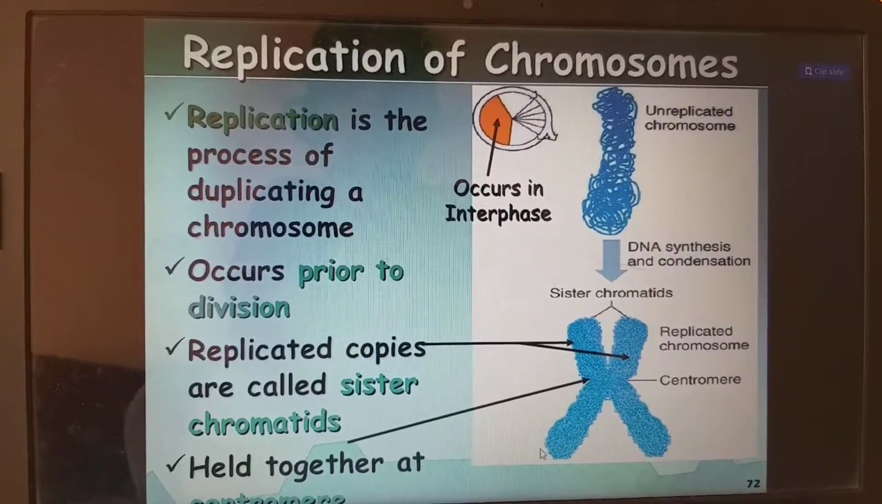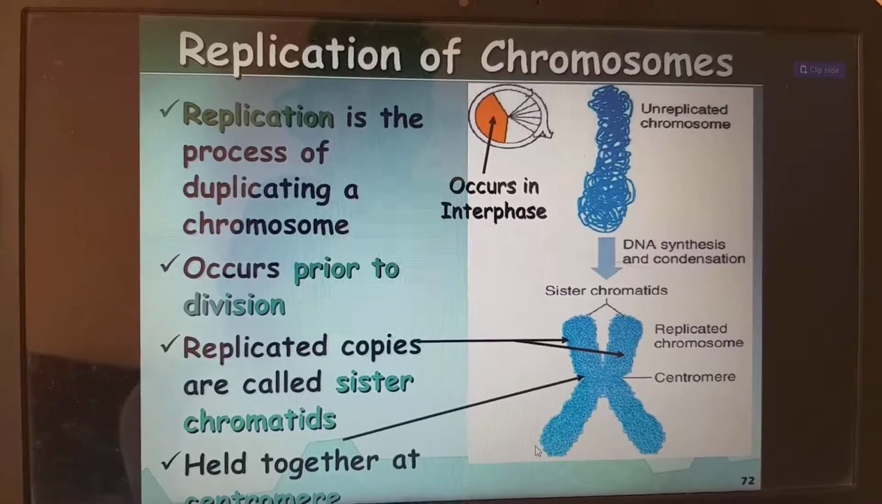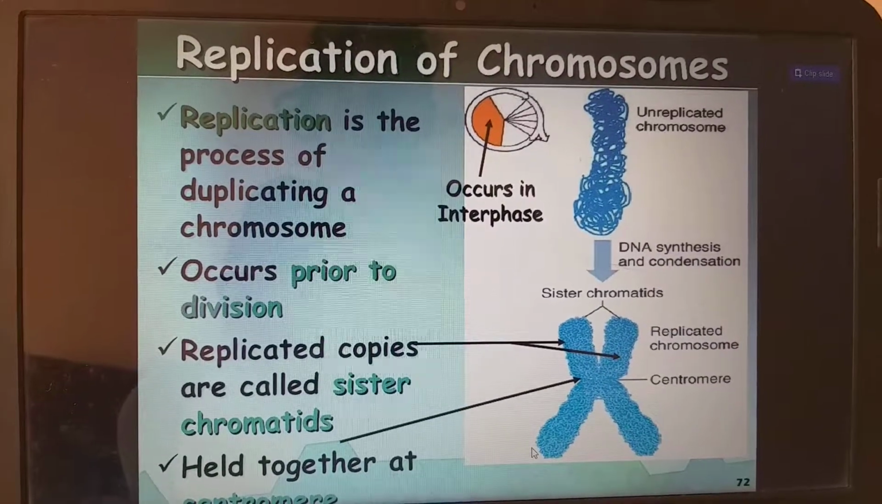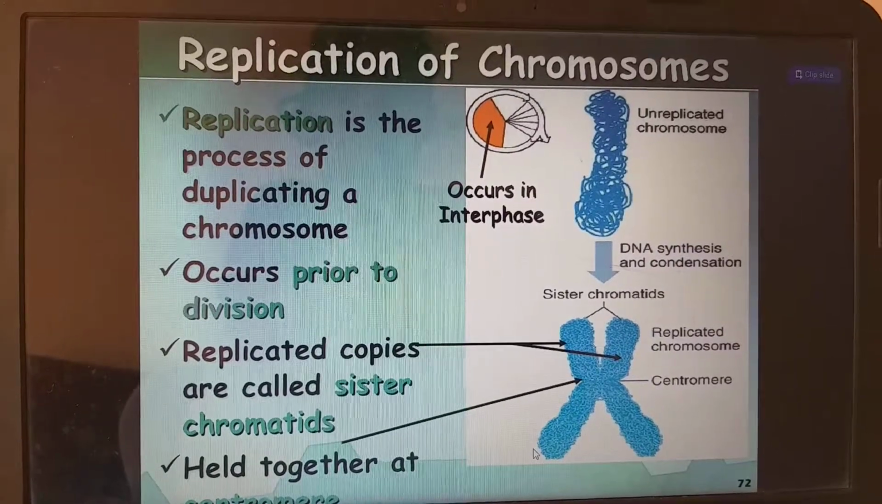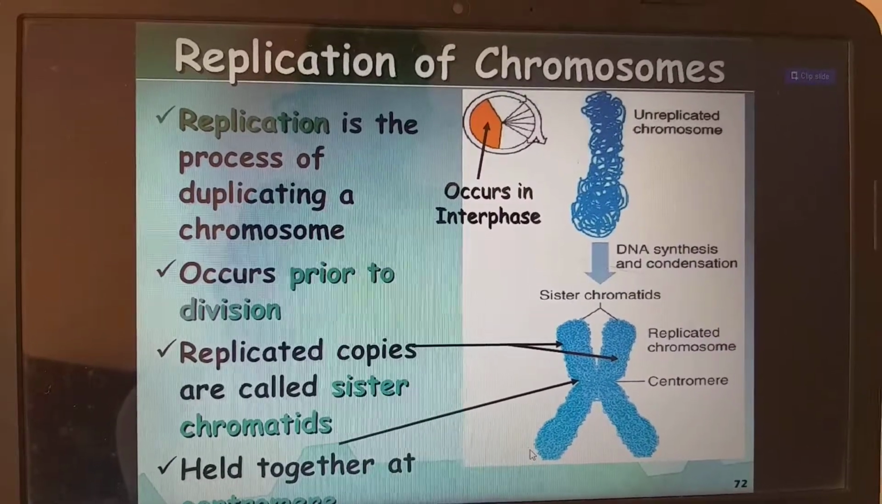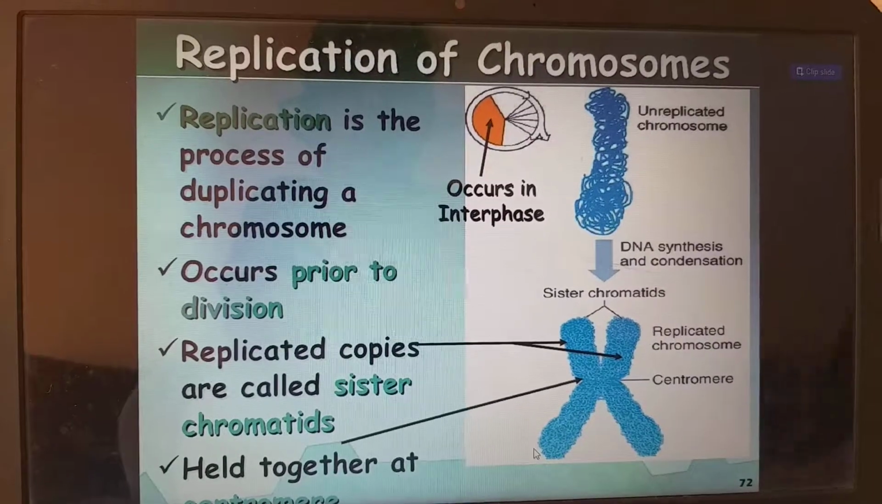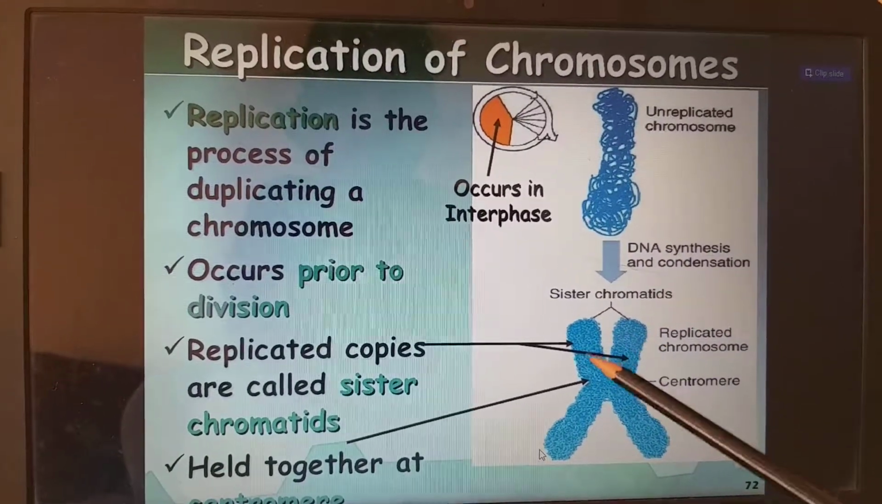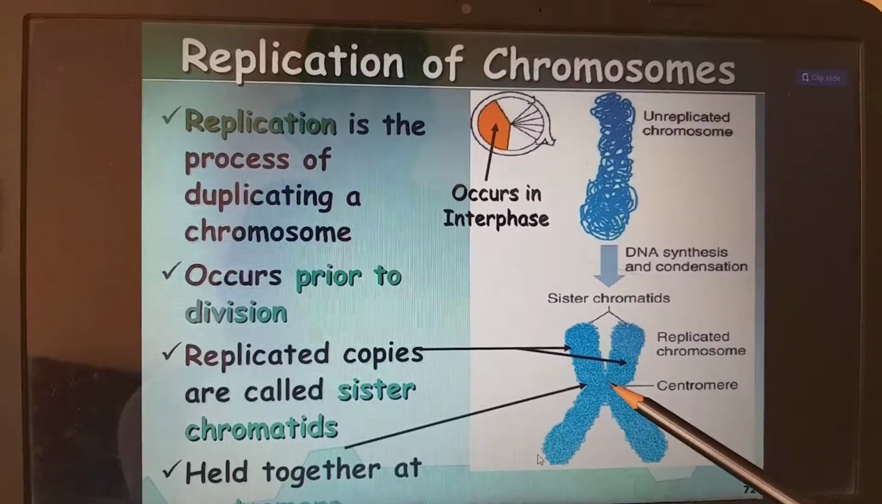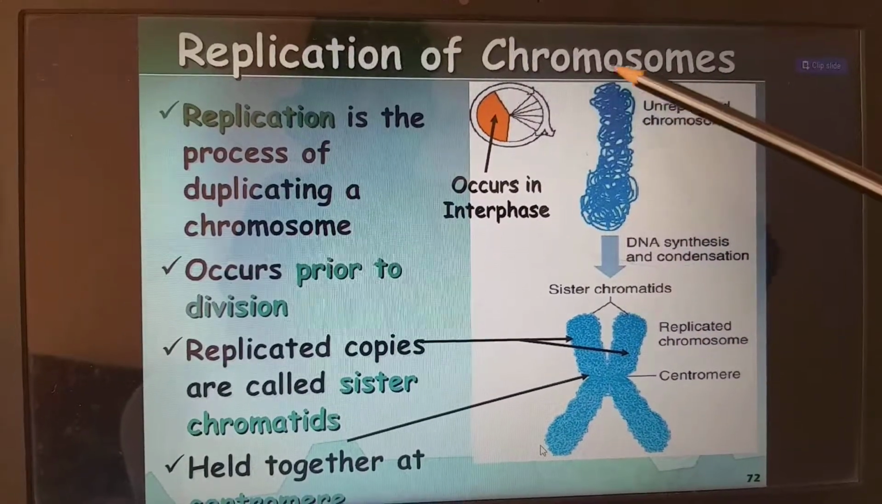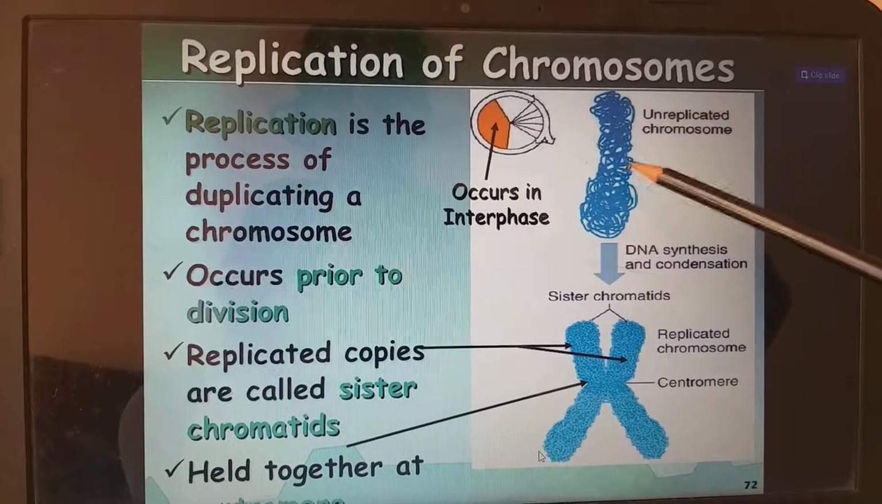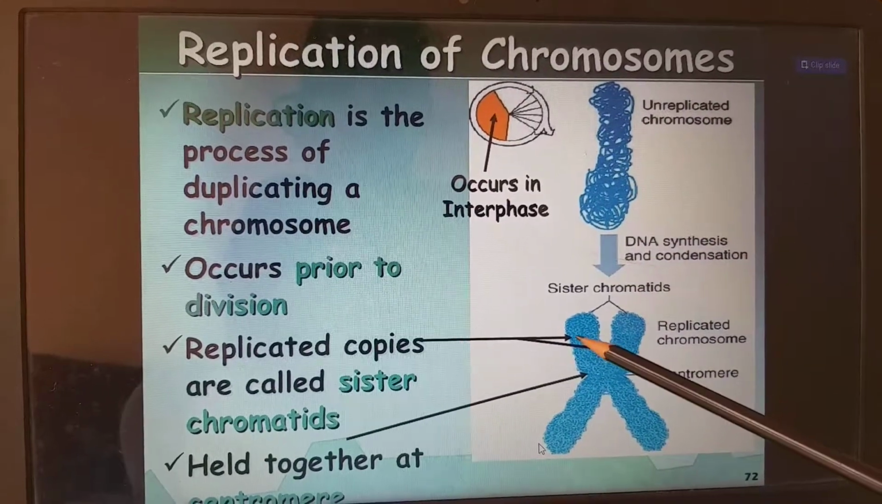Replication of the chromosomes. Replication is the process of duplicating a chromosome that occurs prior to division, that is, during interphase. The replicated copies we call sister chromatids, held together by the centromere. So these are the sister chromatids held together by the centromere, and these are the replicated chromosomes, and this is an unreplicated chromosome in the normal resting cell. Now it has been replicated into 2.